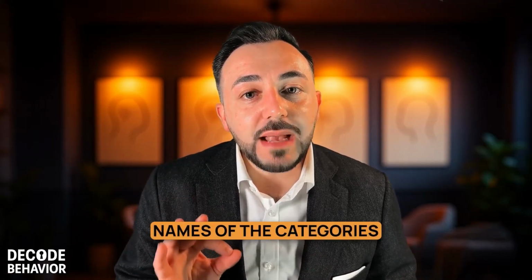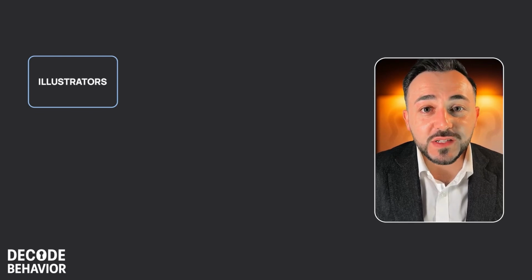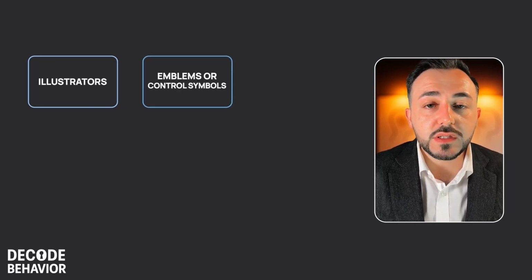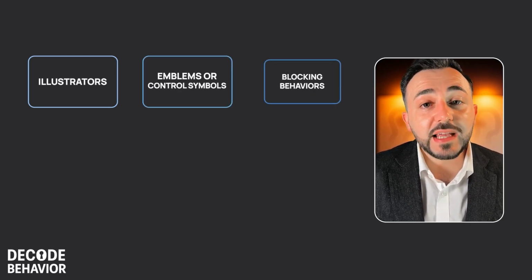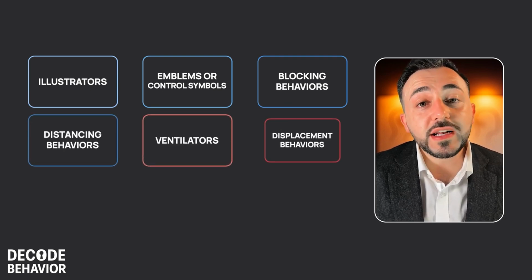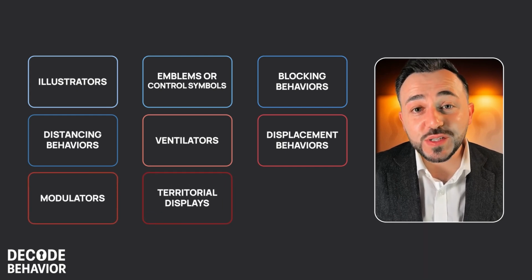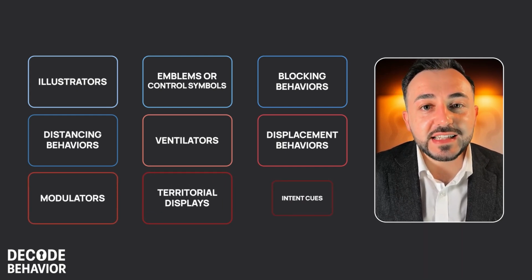With all that said, let me start by listing out the names of the categories of the behaviors, and then I'll give you specific examples of each and every one. We have illustrators, emblems or control symbols, I've lumped those together, blocking behaviors, distancing behaviors, ventilators, avoidant or displacement behaviors, modulators, territorial displays, and finally, intent cues.